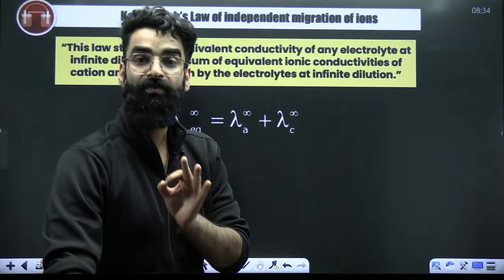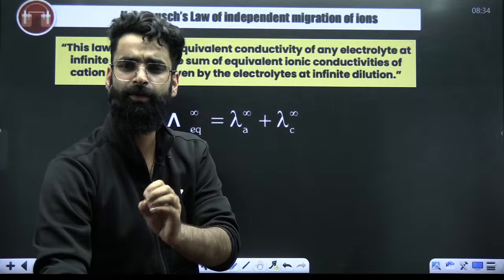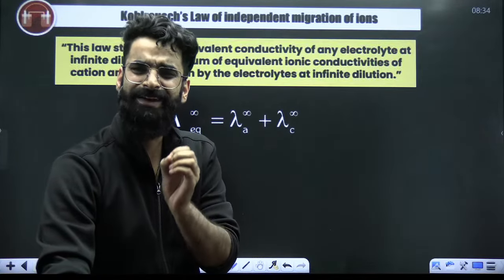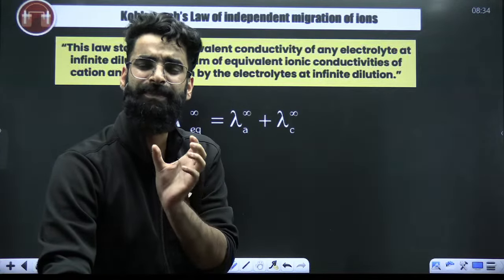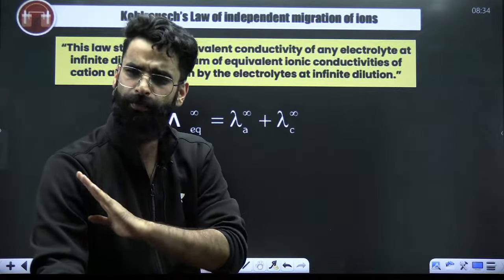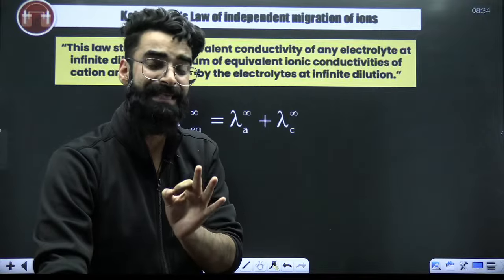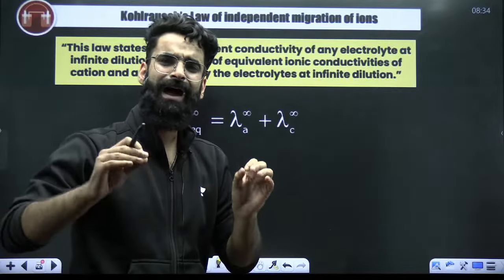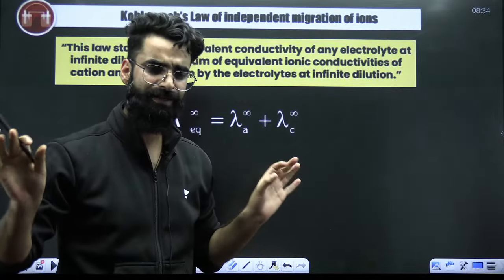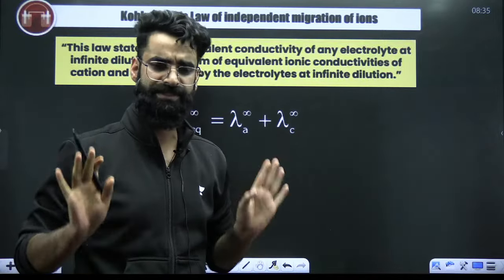First of all, at infinite dilution, 100% of the electrolyte is ionized. At infinite dilution, the distance between the oppositely charged ions in the solution is infinite. The force of attraction between the oppositely charged ions is zero. So I can say at infinite dilution, ions move freely, right? So at infinite dilution, the ions move freely. This is something which is understood.